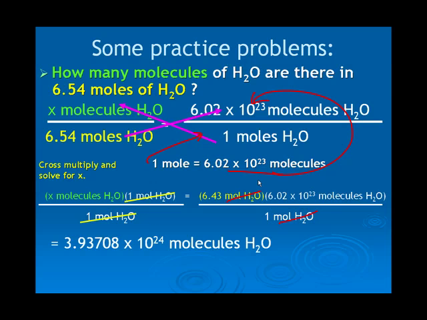And this is what you should get on your calculator. It might use an E for the times 10, but on your paper, you're going to put times 10 instead of an E. You're going to look at your sig figs.